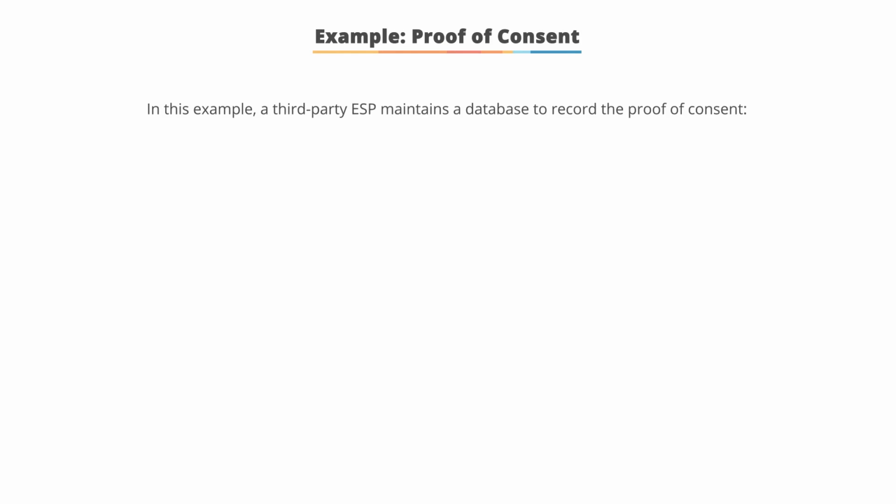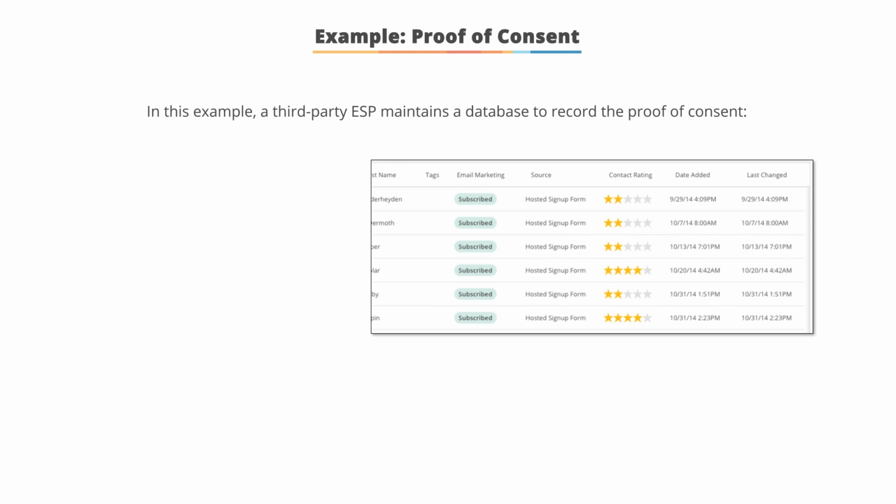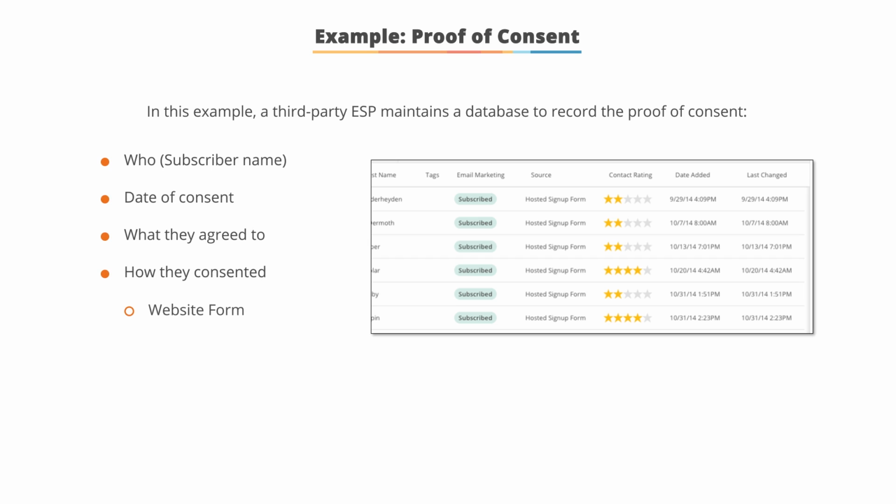The third major point is not only having opt-in consent, but for companies to have proof of that consent. This is where using a third-party email service provider enables a clear record of consent. Important data points to prove consent include the subscriber's name, the date of consent, the subscription date, what they agreed to, how they consented, whether by a website form or a checkbox on a checkout form. If that subscriber has unsubscribed, then a record of the withdrawn consent must also be provable.